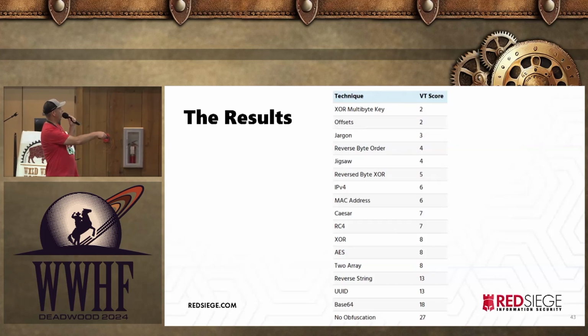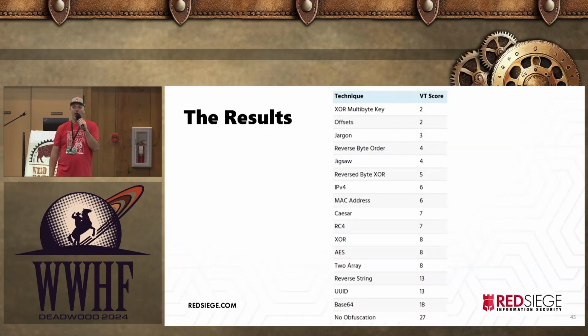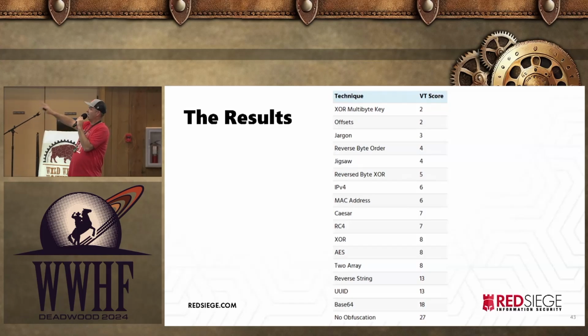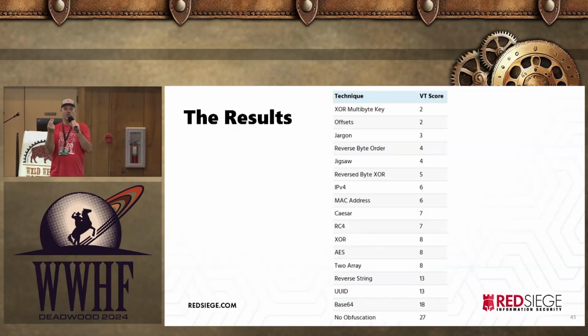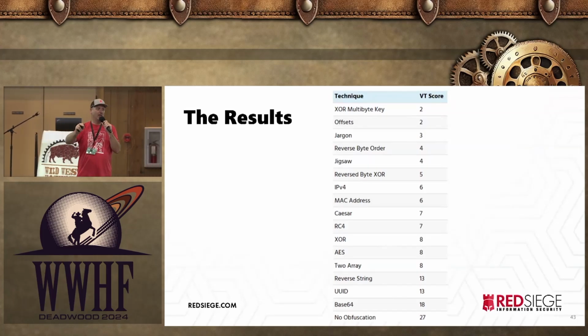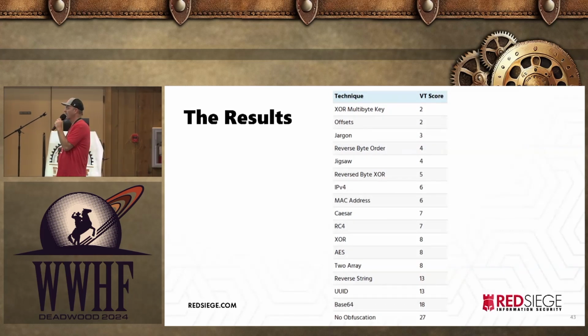But there are other techniques that I didn't talk about here, but you can see the two best were Corey's offset technique or delta encoder and the XOR with a multi-byte key. Jargon 3, Jigsaw's 4 with reverse byte order, and it gets worse from there. But even if something has 8 or 10 or 13 detections, if your target's using a specific engine and you know what they're using and that isn't being detected by that engine, that's good enough, right? It doesn't have to be perfect. That might be good enough.